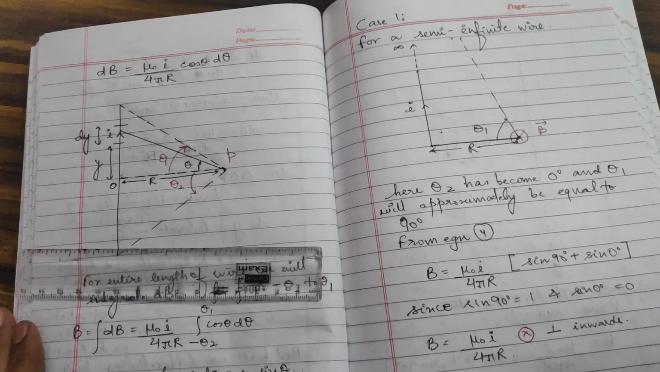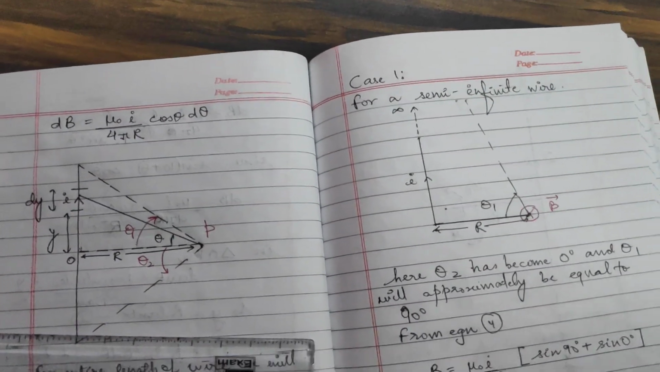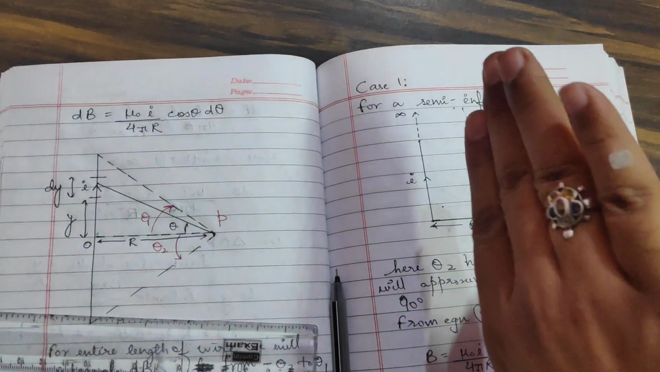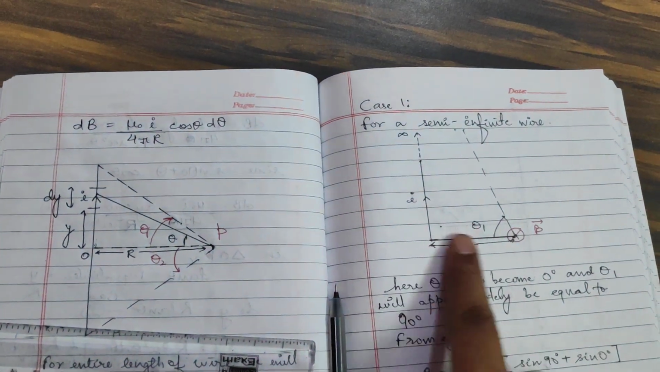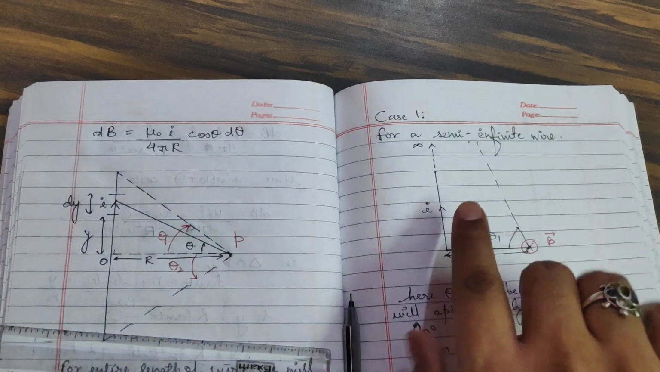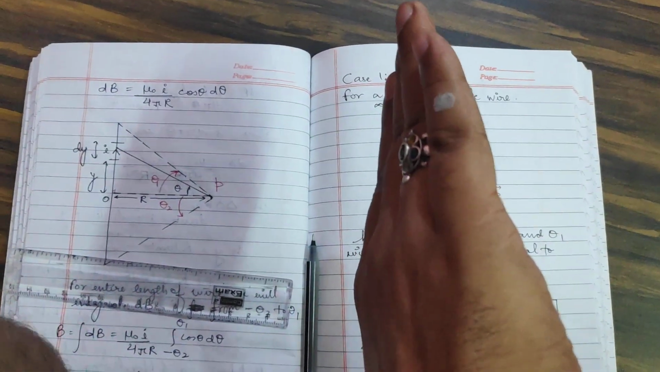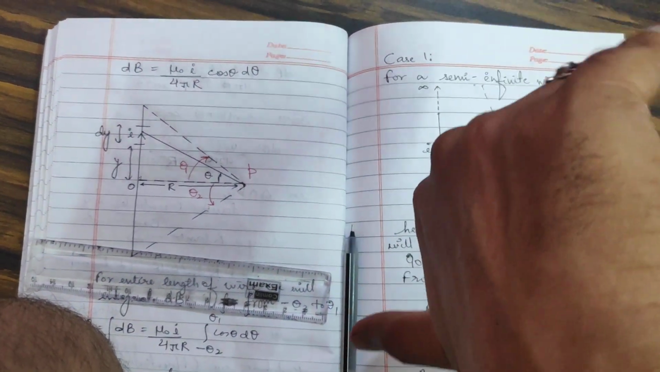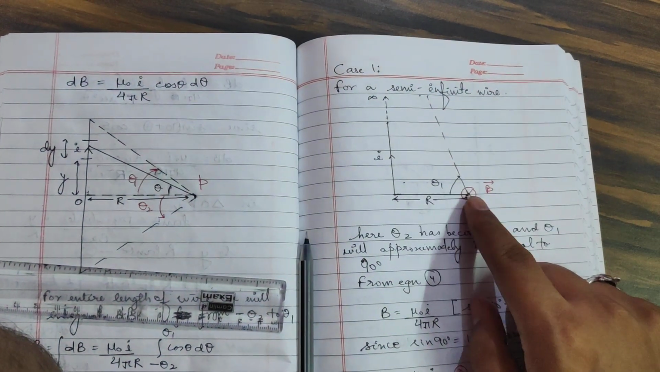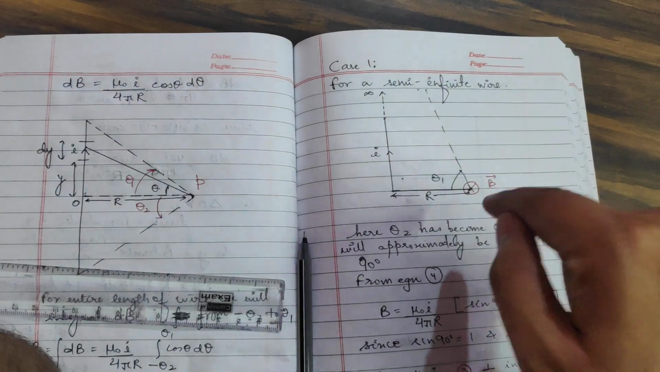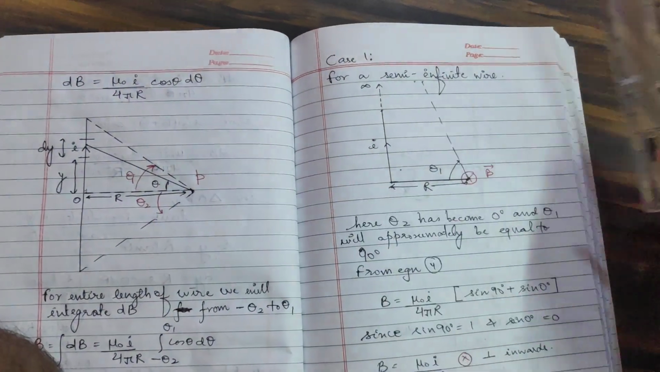And how do we calculate the direction? As I've already told you, you arrange your hand in the direction of the current and then you go from I to R. R is in this direction and the current is in this direction. So you arrange your fingers like this and move from I to R. The thumb points downwards. So the direction of B will be perpendicularly downwards into the paper.